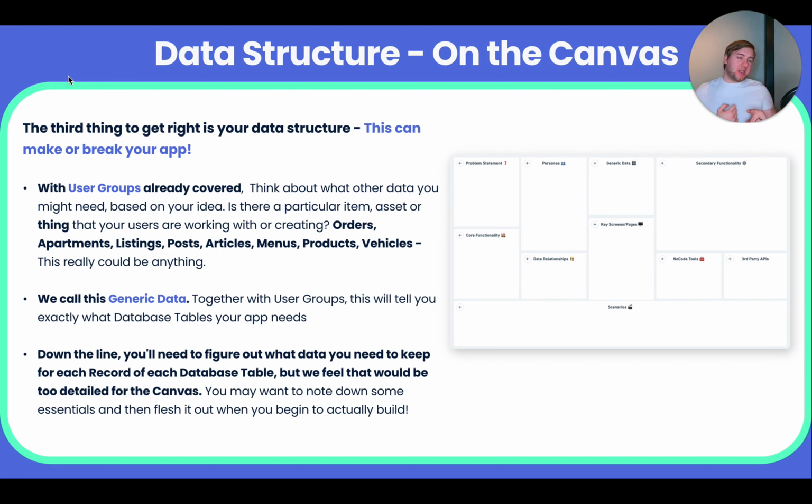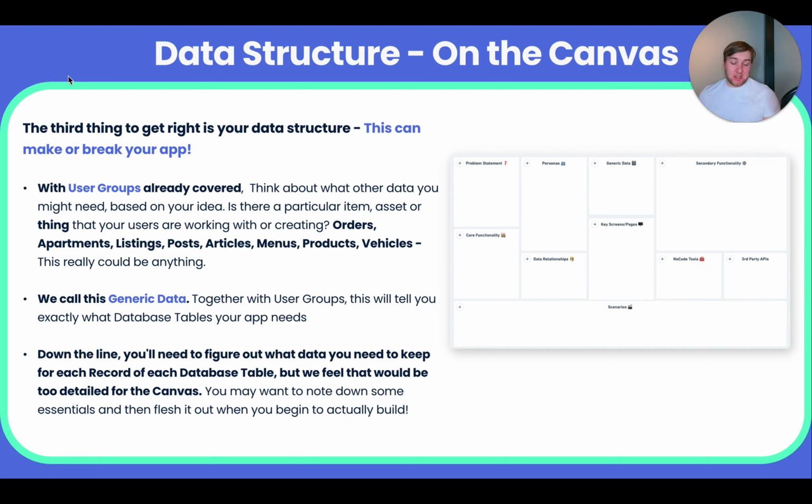What are the other pieces of data that you're going to need to store? If you've got Uber and you've already got riders and drivers, then you're probably going to have to store trips. You're going to probably store vehicles. You'll probably store payment information. And so it's just about writing down what are those really key bits of generic data that you'll probably need another data table for on your database. That's what we want to write down.